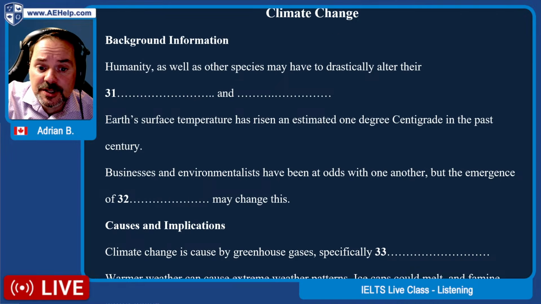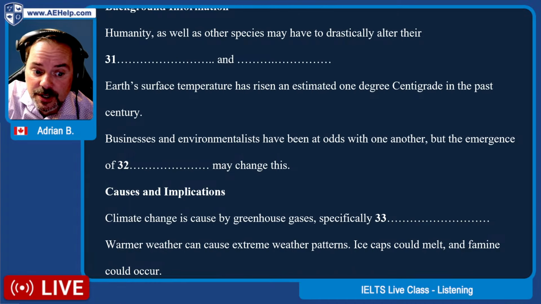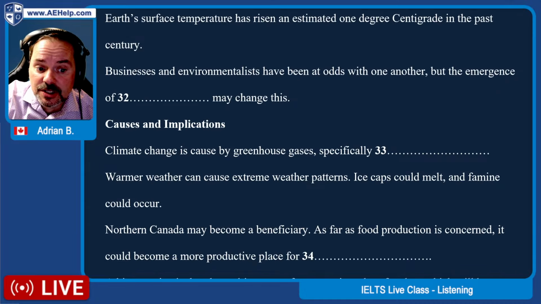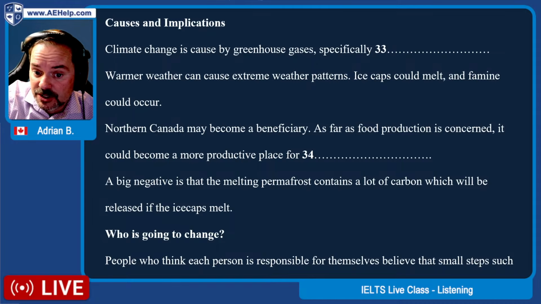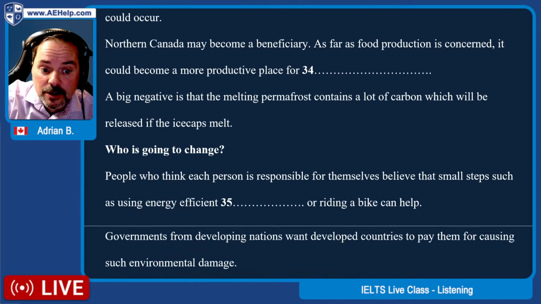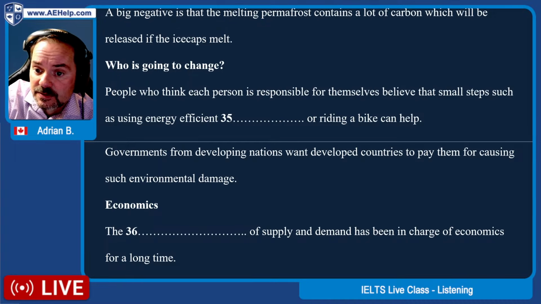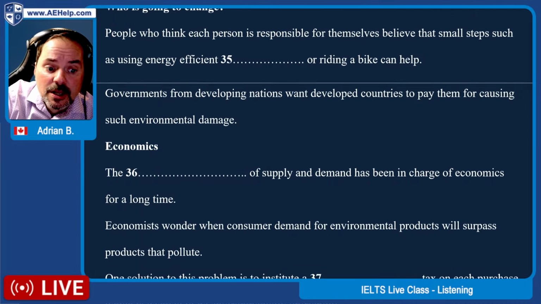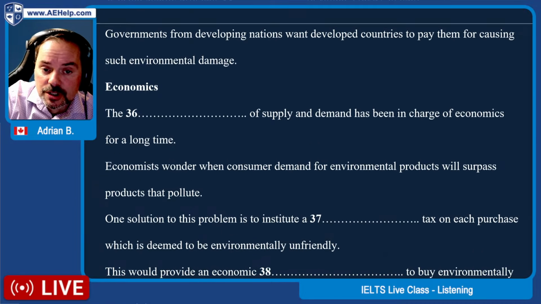Listening section 4. You will hear a professor discussing climate change. Humanity, as well as other species, may have to drastically alter their Earth's surface. Temperature has risen an estimated 1 degree centigrade in the past century. Business and environmentalists have been at odds with one another. Causes and implications. Climate change is caused by greenhouse gases. Northern Canada may become a beneficiary. As far as food production is concerned, it could become a more productive place. Who is going to change? People who think each person is responsible for themselves believe that small steps, using economics, supply and demand, conclusion. Now listen carefully and answer questions 31 to 40.